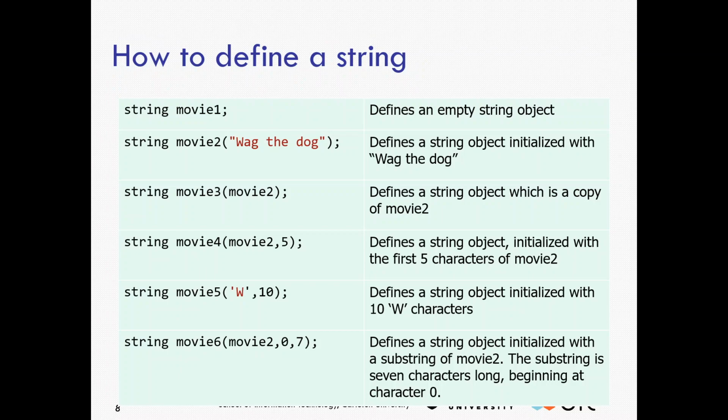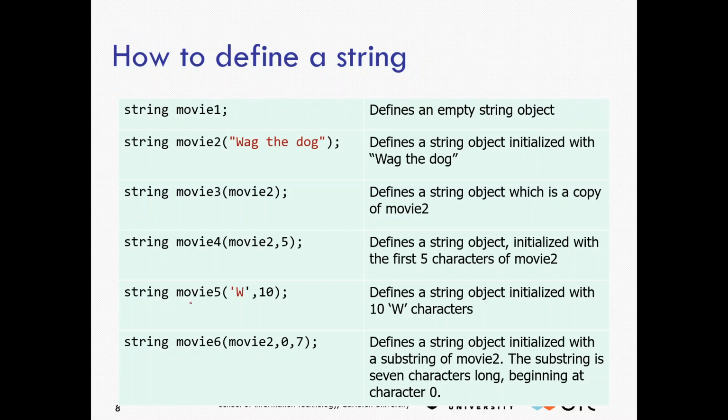So here I've got a movie 1 not initialized to anything. I've got another movie initialized to Wag the Dog. I'm going to have another movie, and I'm going to initialize it to be Wag the Dog as well. It's a copy constructor, which we're going to get to, constructors, in a couple weeks maybe. It's just going to say whatever this is, make it the same. I can make a new movie with this as the starting point and initialize with the first 5 characters of the movie. I've never once used this one, right?